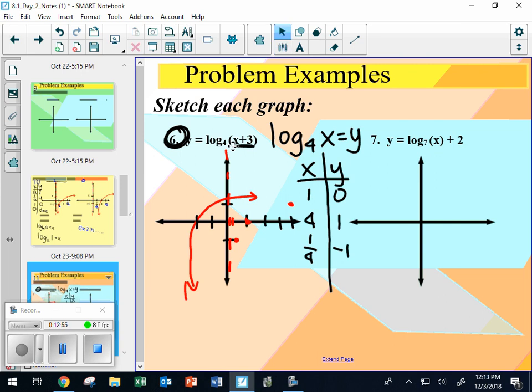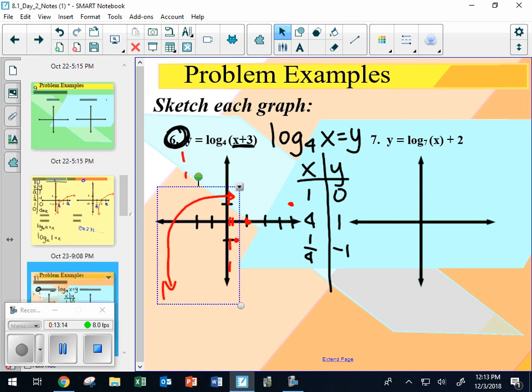Somebody last hour asked, well, what about the asymptote? You can't cross an asymptote, right? What happens to our asymptote in this situation? Our asymptote here will move over. So now instead of being at x = 0, we have our asymptote at x = -3. So it's over there.